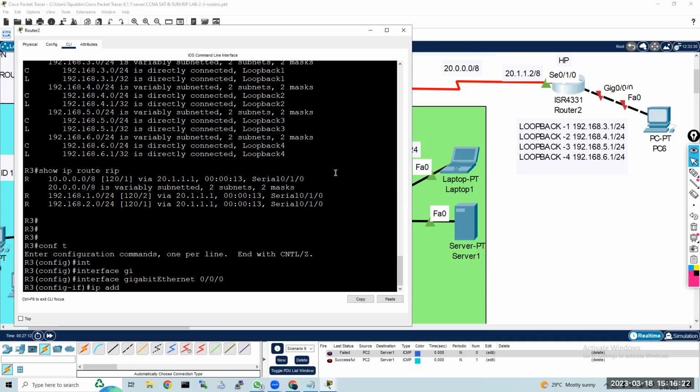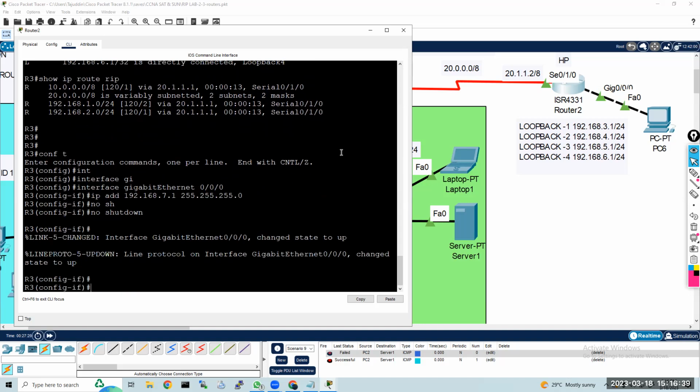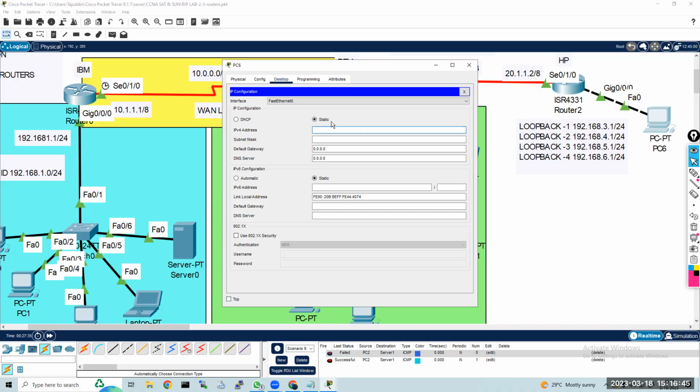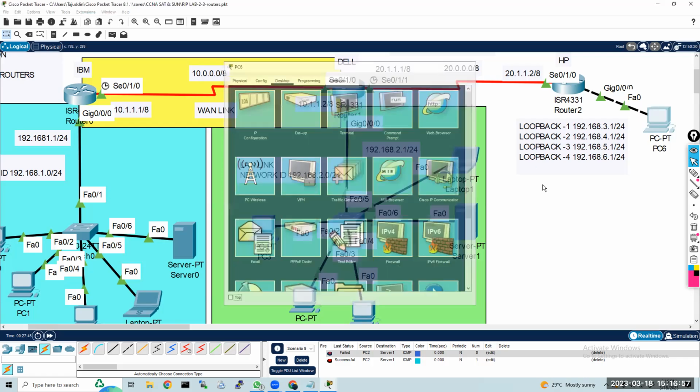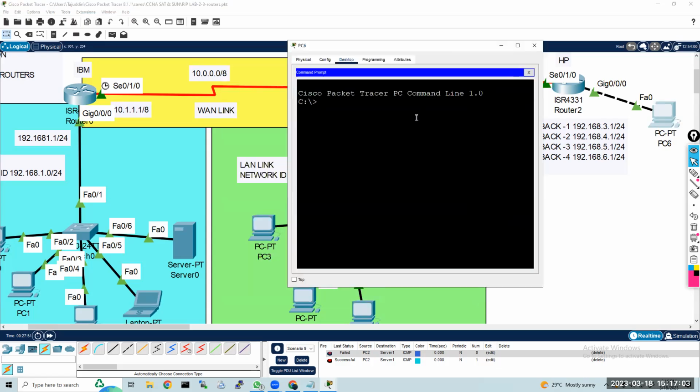So what IP address must I give? Can I give 192.168.7.1? Okay, and I say no shut. My PC IP address I will give manually: 192.168.7.2. This is my 7.1 gateway. So can this PC ping the router 1 PC?